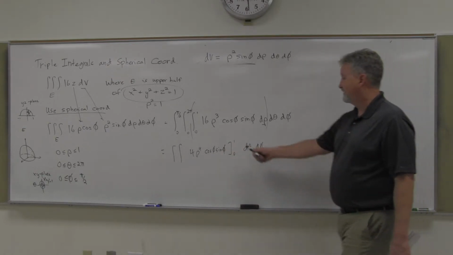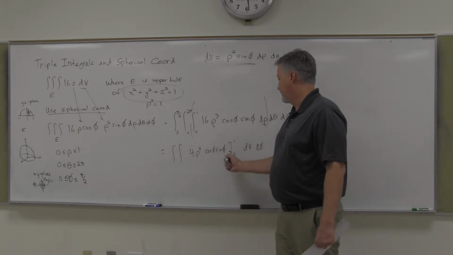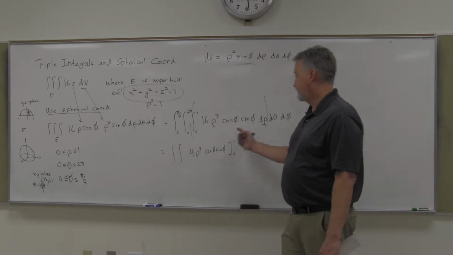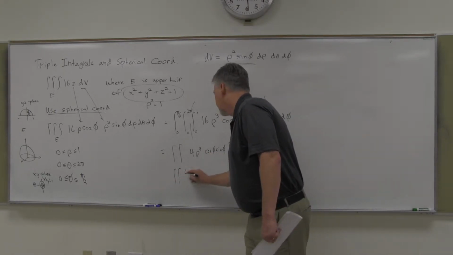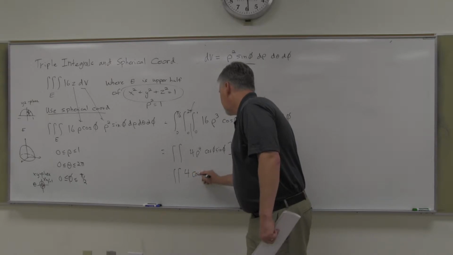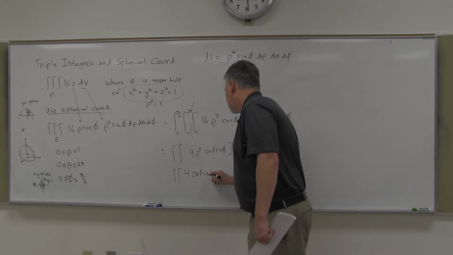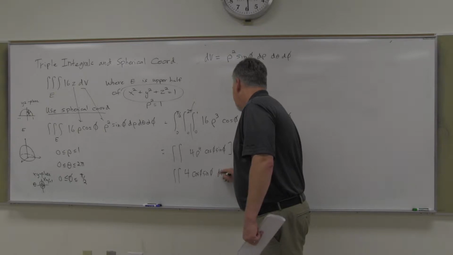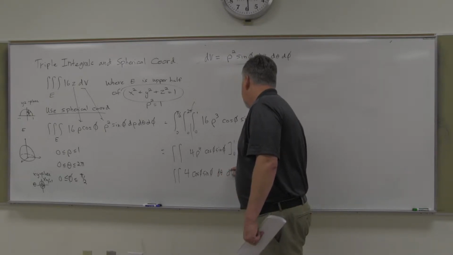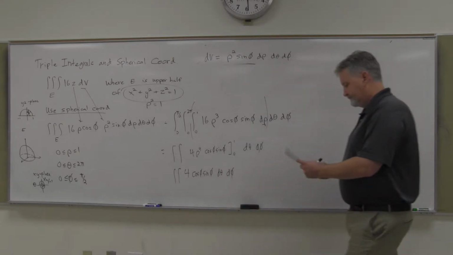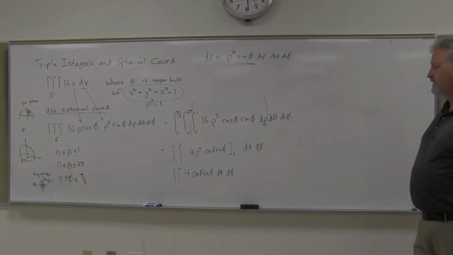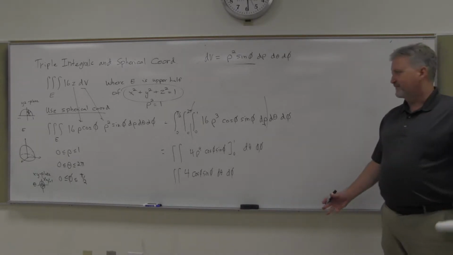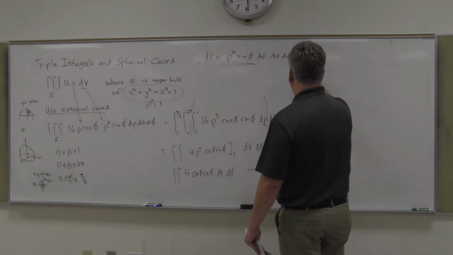That's pretty nice because rho equals 1 would just give me 4, rho equals 0 gives me 0, so it's just 4 cosine phi sine phi. Like I said, this one's not too bad compared to some of the other ones we've come across, all right?